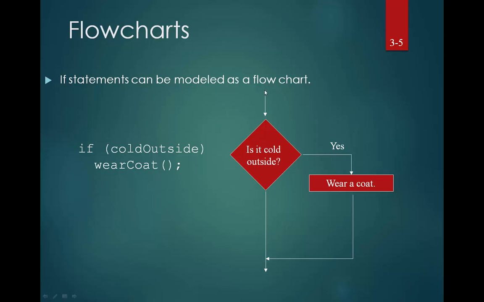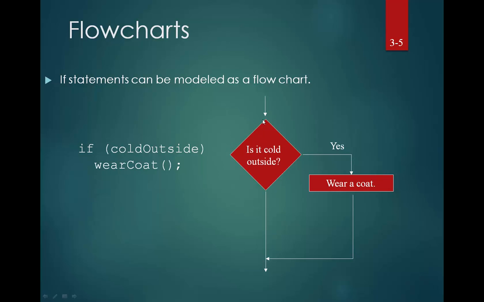So how does the flowchart work? Well, we imagine that we're coming in to the decision, and this diamond represents a decision. The decision has two ways that it can go. The question is, is it cold outside? If the answer is yes, then you follow this branch, and this branch takes you to the command to wear a coat. If the answer is no, which is the only other option, then it flows forward to whatever the next set of statements would be.